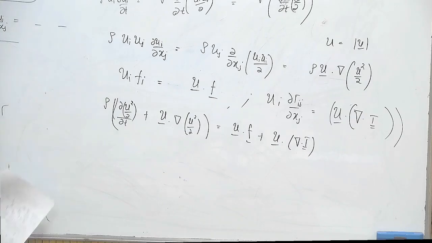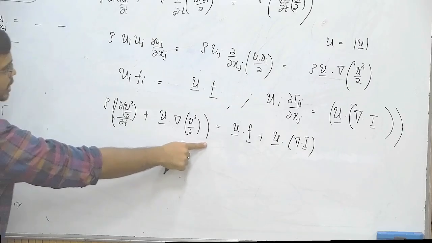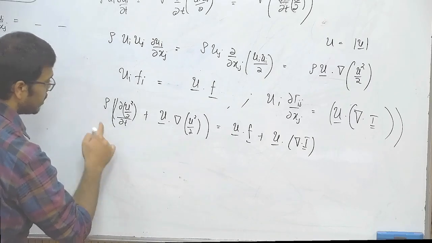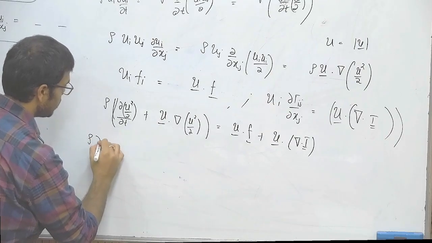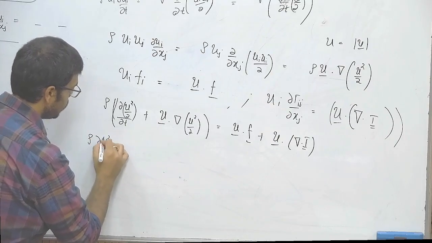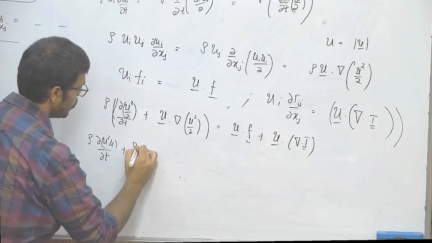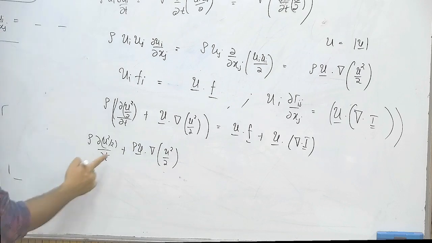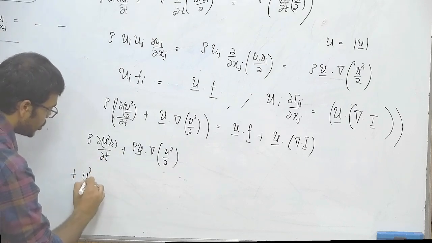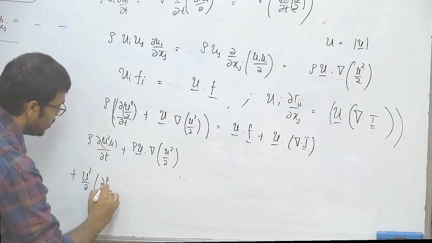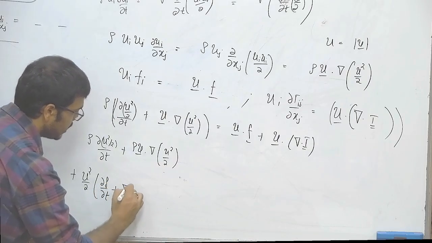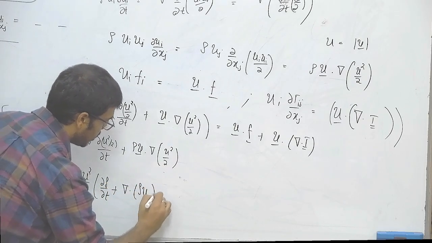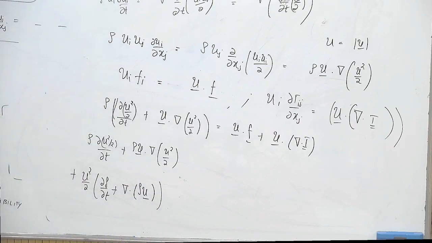Okay. Now, you can apply the reverse of this step here. This expression is what? This is rho times del of u square by 2 by del t plus rho u dot grad of u square by 2. What I can do is add to this term u square by 2 times the continuity equation, and this is a very standard trick in a lot of fluid mechanics when we convert these governing equations from one form to the other form.